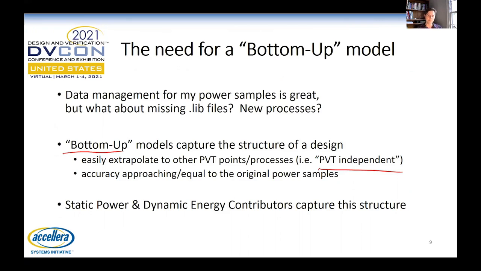To be the most useful, I would like to replace my top-down model with this bottom-up model, which means that I want it to be equally accurate. I can accomplish this by capturing the structure with contributors, which come in two flavors: static power and dynamic energy contributors. Now, Nagu introduced these contributors earlier, but let me show a bit more detail, starting with the static power contributor.